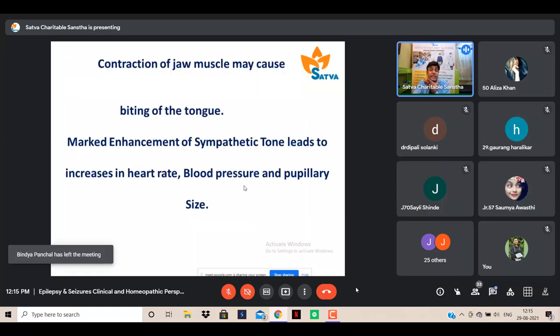There is even the contraction of the jaw, biting of the tongue, which is very, very commonly seen. If there is a biting of the tongue, that gives us a conclusion that there was a convulsion, because it is a sure sign where the person has bitten the tongue. Other sympathetic changes are seen in the system where the heart rate increases, because blood pressure will increase, and there is even a change in the pupillary size.